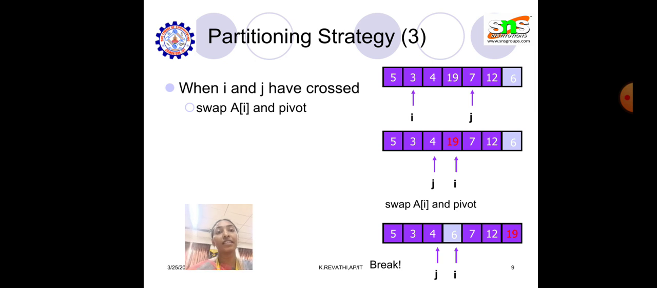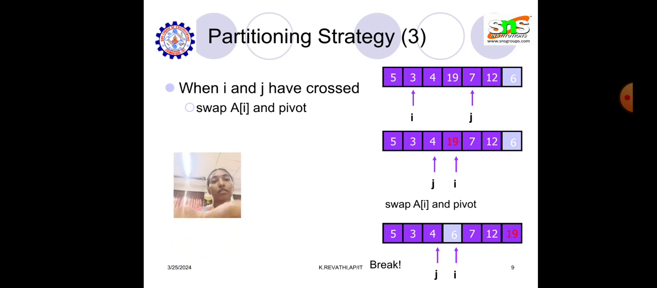When i and j have crossed, swap a of i with the pivot element. Here 5, 3, 4, 19, 7, 12 and 6. After swapping you will get the elements 5, 3, 4, 19, 7, 12 and 6. Here the i and j values have crossed. You have to swap the a of i value with the pivot value.